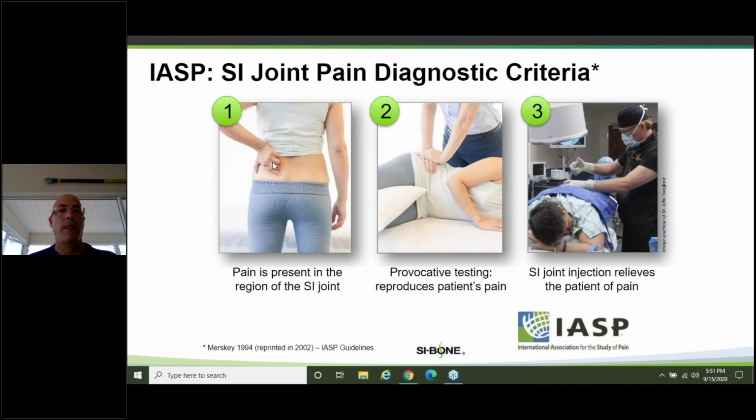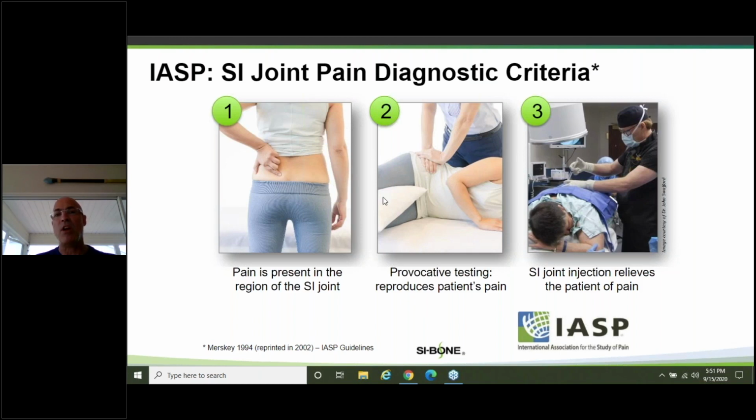This is how a lot of people will present. They will point directly to the sacroiliac joint. Some of us have a little dimple here, you point to it. That's a telltale sign for me that that's a potential problem. In addition to that, this is very effective in making that diagnosis as simple as it is, because that joint is right underneath the skin.